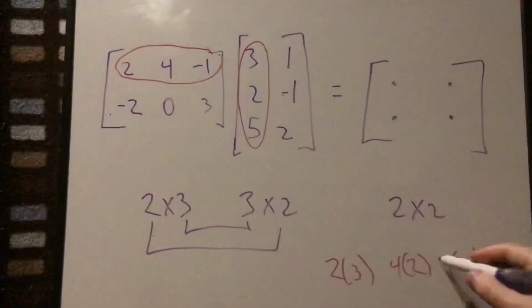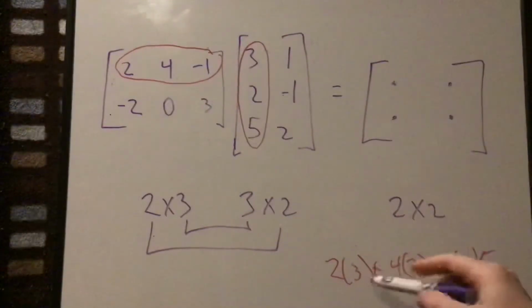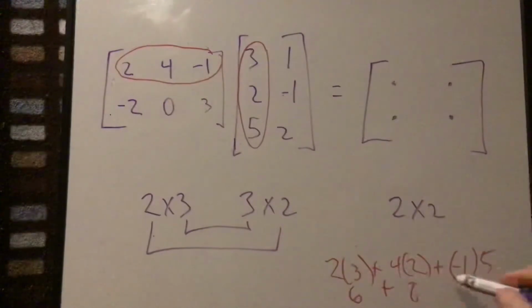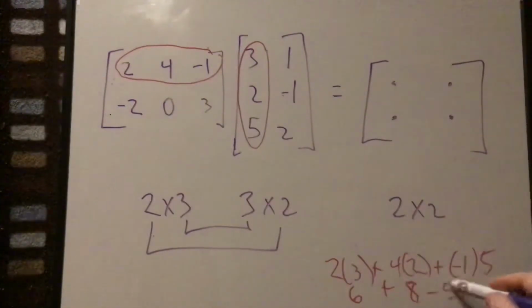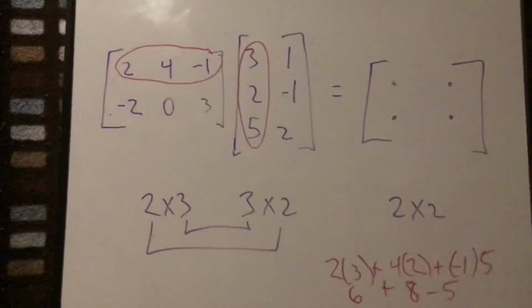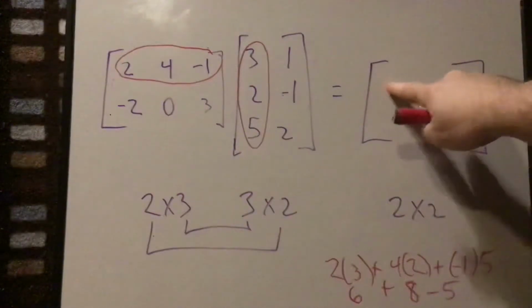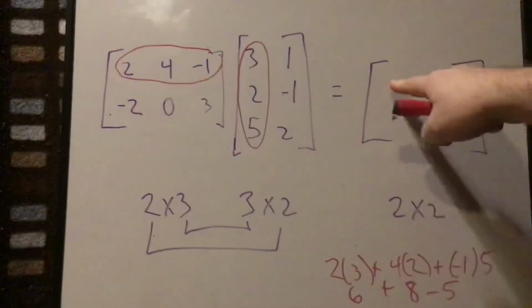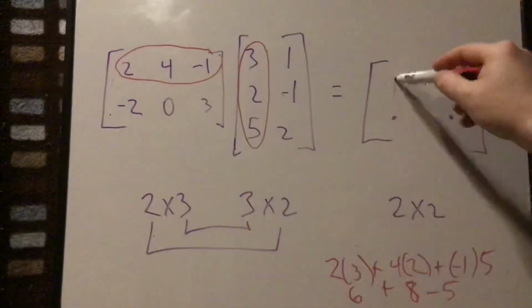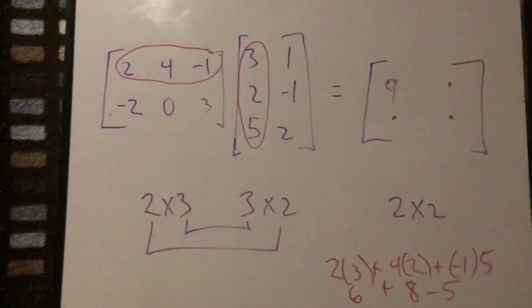Now what's the result of this? I'd have to add them together. I get a total of 6 plus 8 plus -5. 6 plus 8 is 14. 14 minus 5 is 9. So once I get that full result, the result of the first row with the first column comes out as 9. So then in the first row and first column of this matrix, this entry gets a 9, all right?